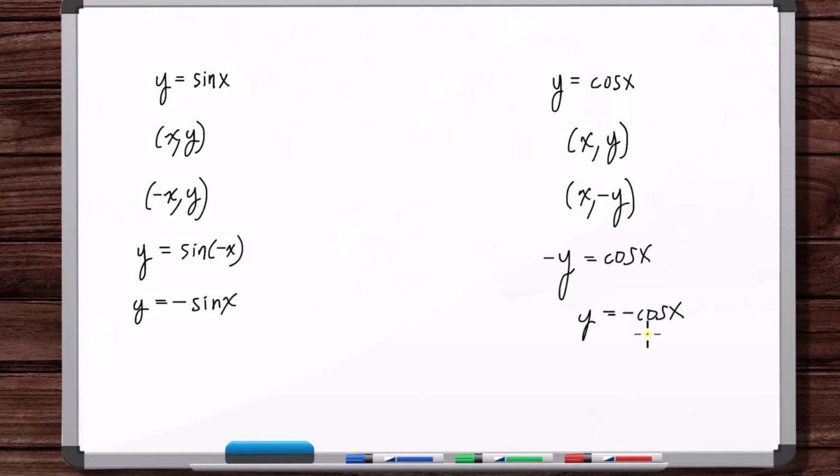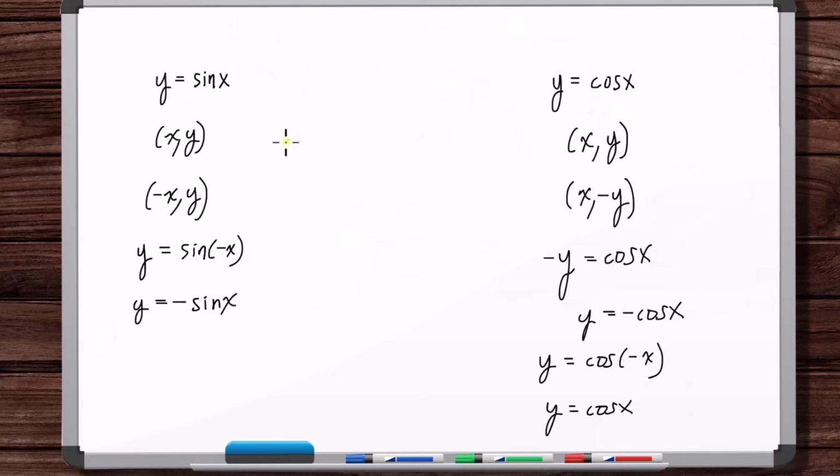So y is equal to minus cosine x is y is equal to cosine x flipped about the x-axis. Now, if we try and flip cosine x about the y-axis, nothing happens because it's an even function. Cosine x is symmetric about the y-axis.